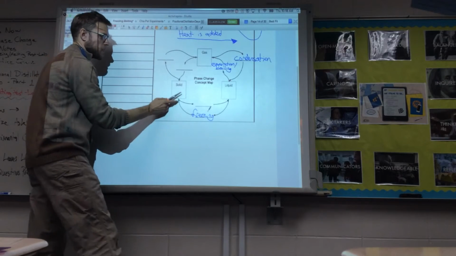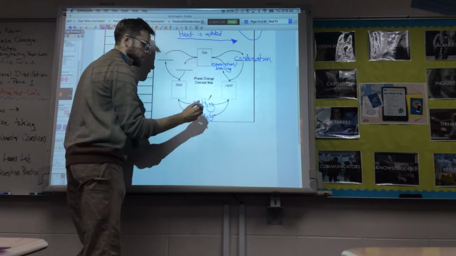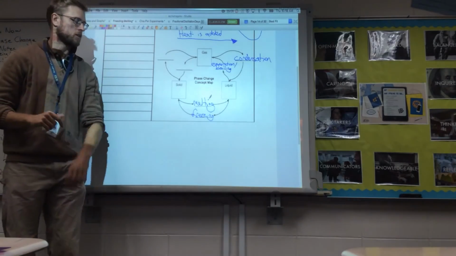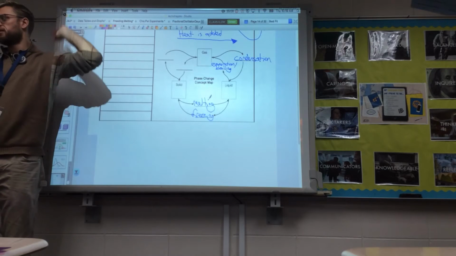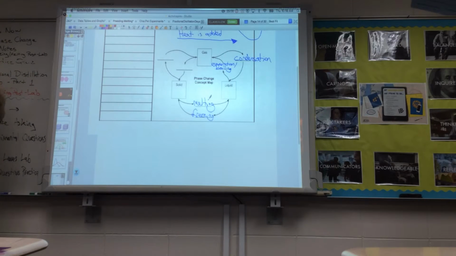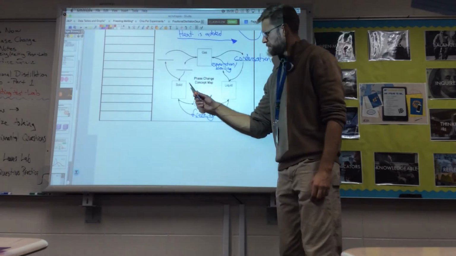Let's go the other way. Let's take a solid and turn it into a liquid. What's that? You guys got it, melting. Again, the melting point of ice is 32 Fahrenheit, 0 degrees Celsius. But the melting point of iron is, I don't know, 800, 900 something. It's really hot. Maybe hotter than that. I'm kind of guessing.